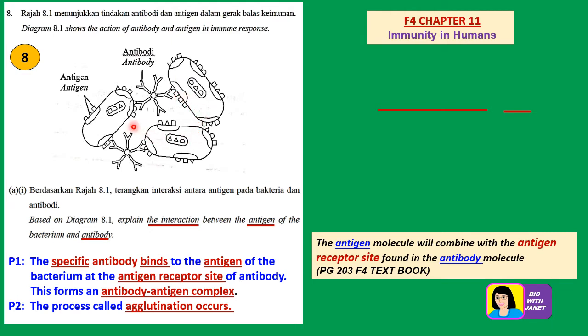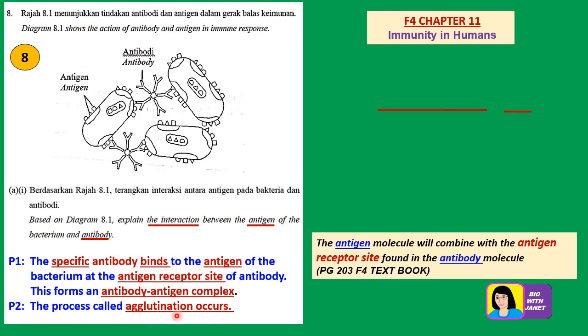And as a result of this, agglutination occurs, right? So agglutination is the process whereby the bacterial cells are clumped together. They are linked together. All the bacterial cells are linked together to form a big clump so that they can't move around, and so that another cell called the phagocyte can come and engulf and destroy them. All right? So these are the 2 points. That's the interaction between the antigen and the antibody.